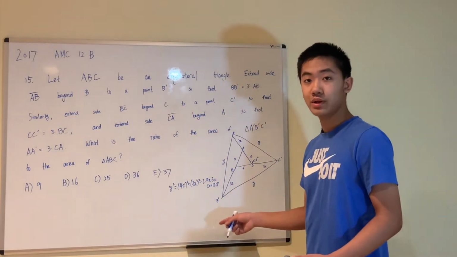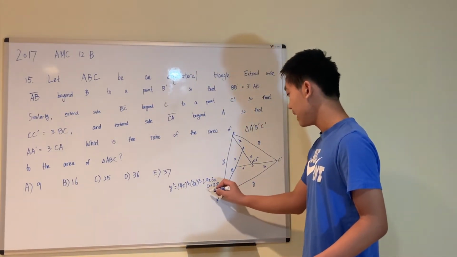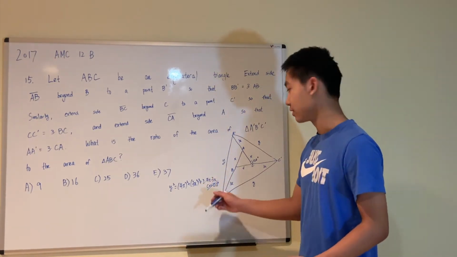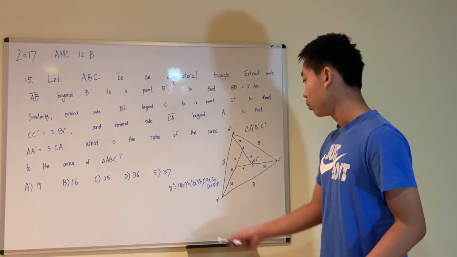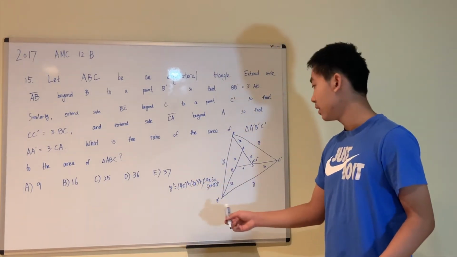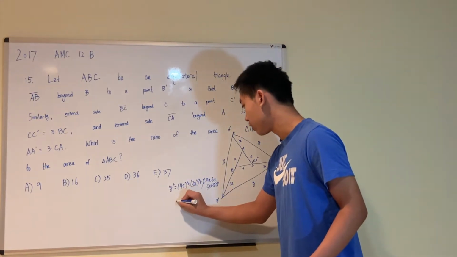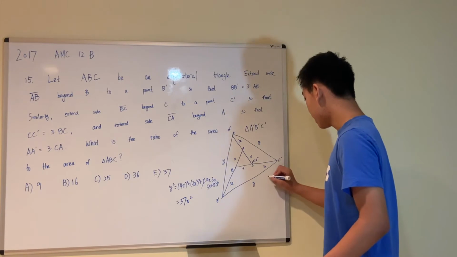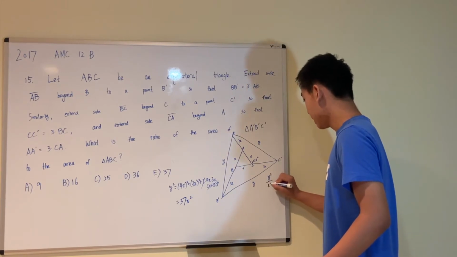Cosine of 120 degrees is negative 1/2. So the negative from here cancels with this negative to make it positive, and 1/2 cancels with 2. So we're going to be left with y squared equals 16x squared plus 9x squared plus 12x squared. So y squared is going to be equal to 37x squared. So we know that y squared over x squared is 37.